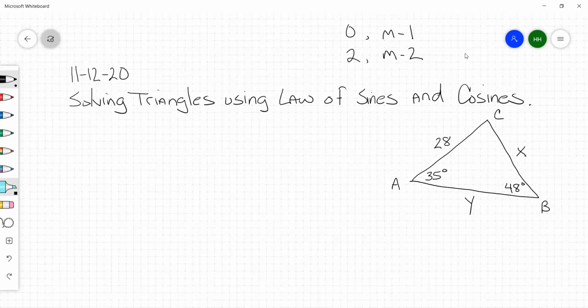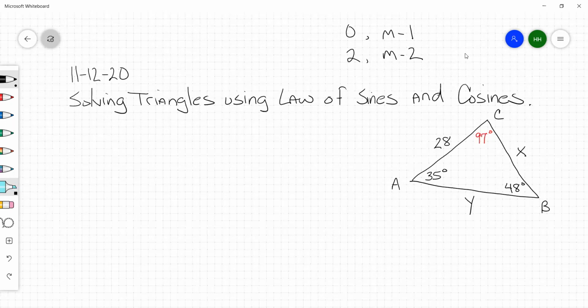All right, so I told you the other day the first thing to do was to find this missing angle measure. Anybody do that? Good. It was how many degrees? 97. Good. All right. So now we can go ahead and write our two ratios, or I'm sorry, our two proportions.